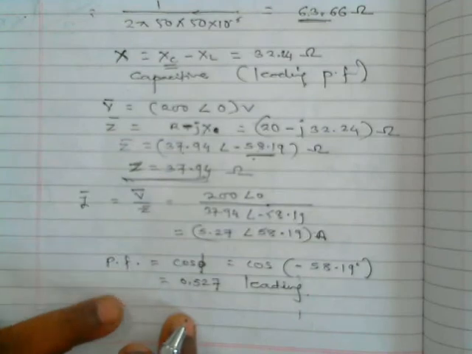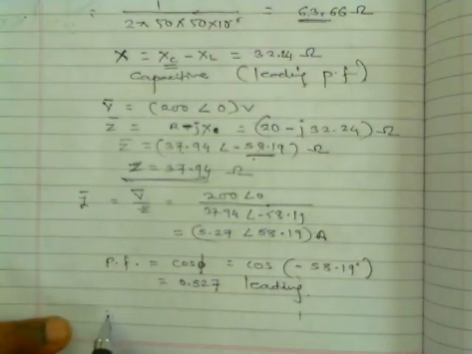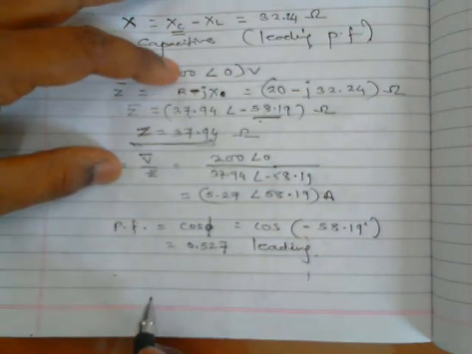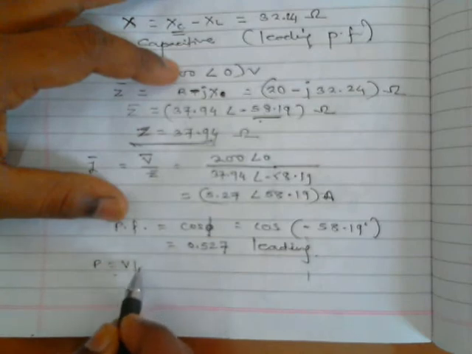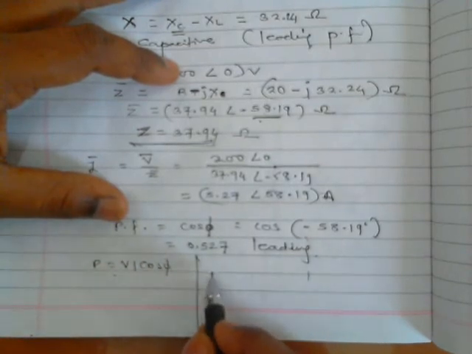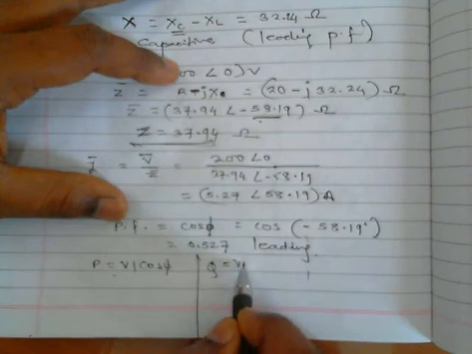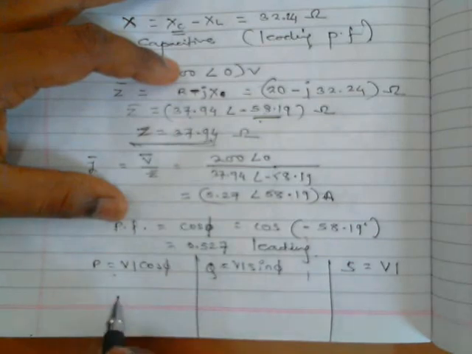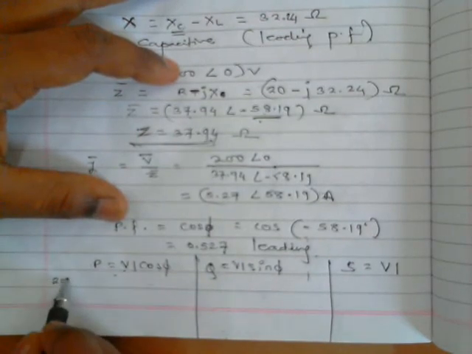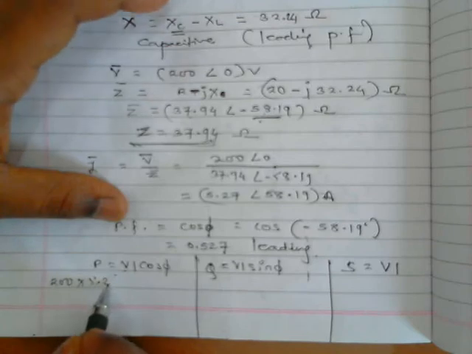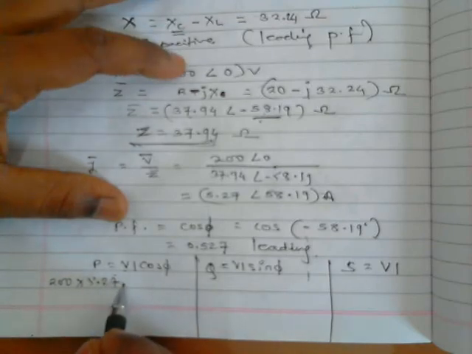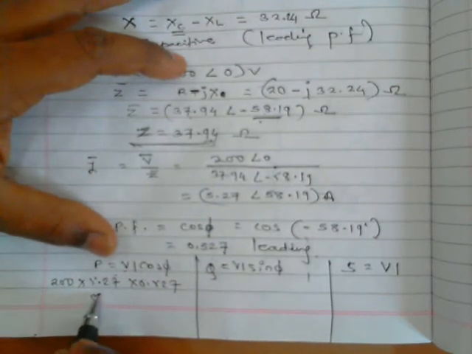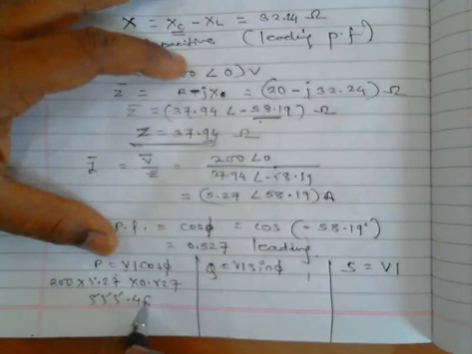Now the next bit is active power. You know there are three types of power we have seen in a power triangle: active, reactive, apparent. Active power P is given as VI cos phi. Reactive power Q is given as VI sin phi. And apparent power S is only VI. Here voltage is 200, current is 5.27 as calculated, and cos phi is 0.527. Calculate it and you will get 555.46 watt.